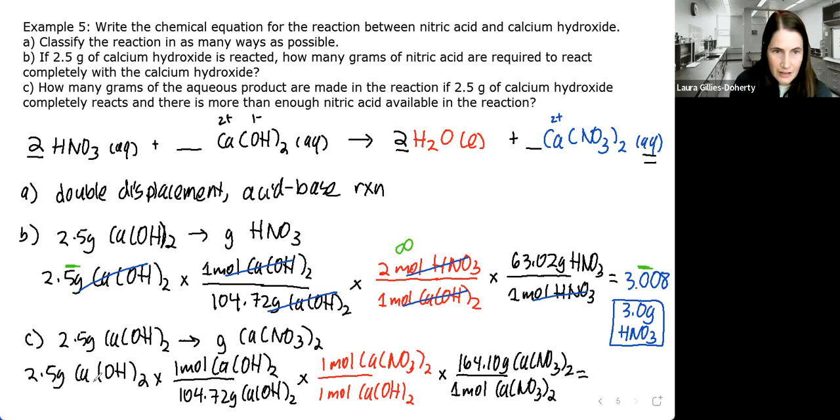Always do a units check. Grams of calcium hydroxide cancels, moles of calcium hydroxide, moles of calcium nitrate. Okay, so plug things in. Let's see if we end up with the same answer. And I get 3.8 grams of calcium nitrate.